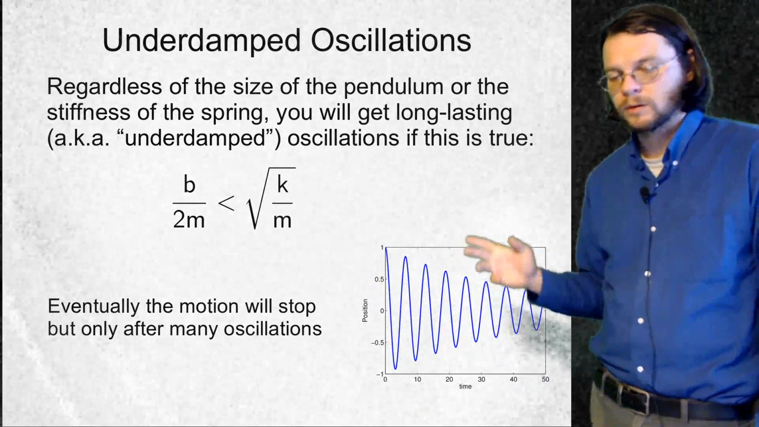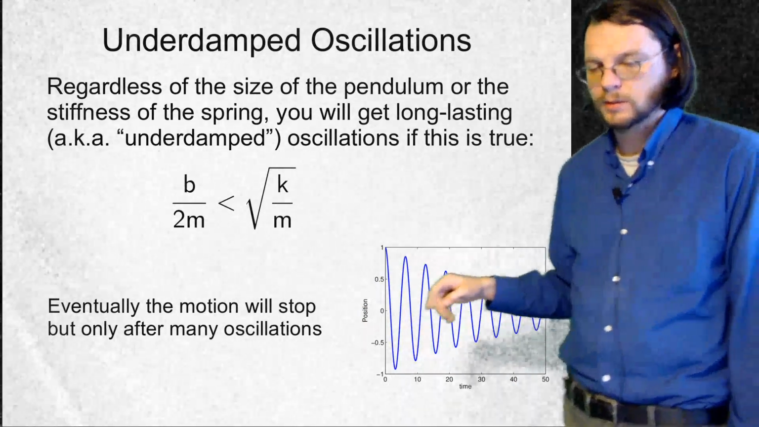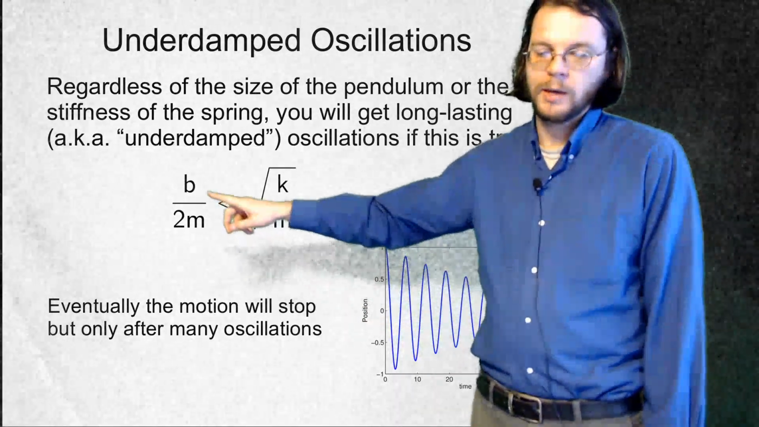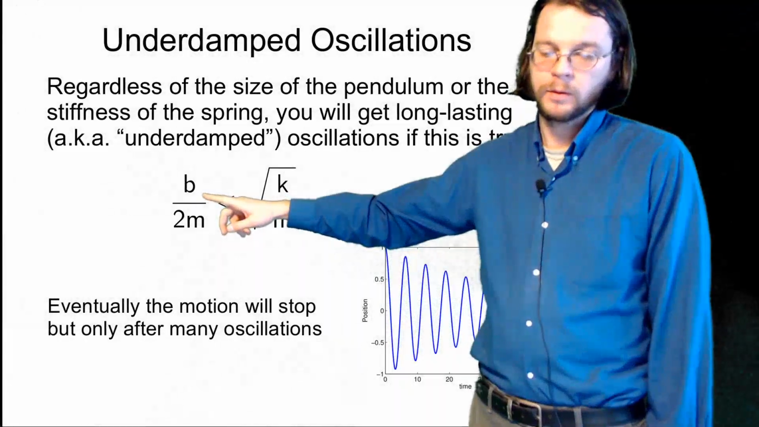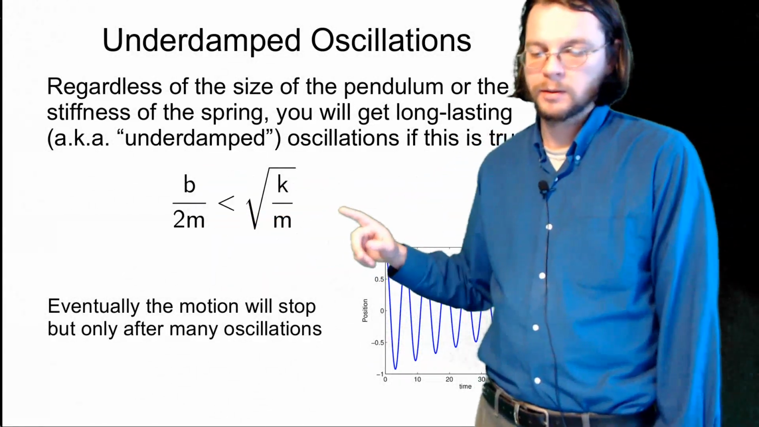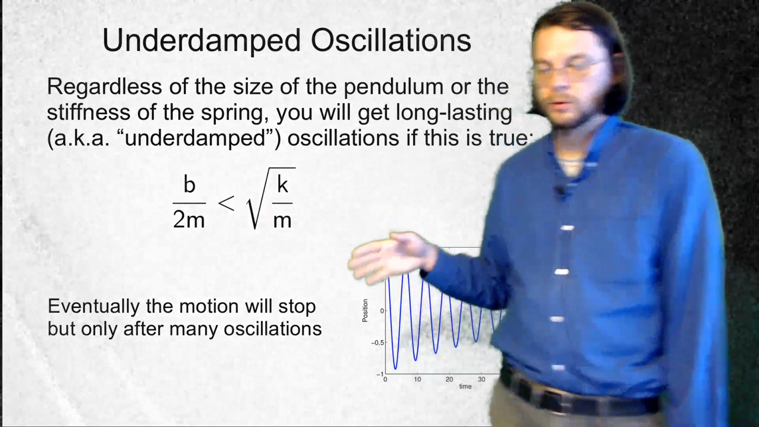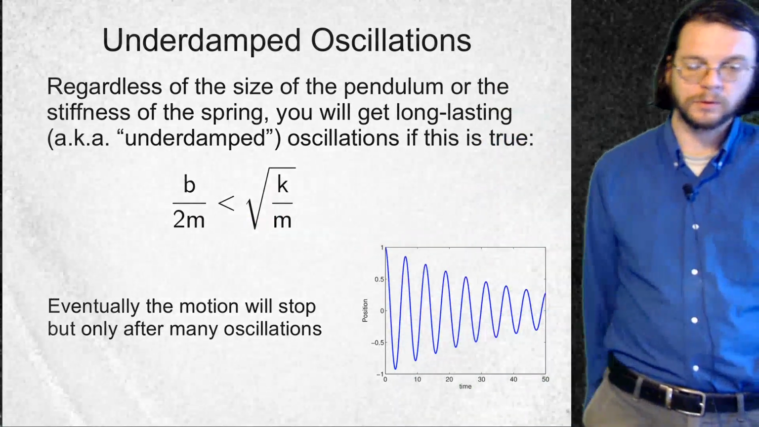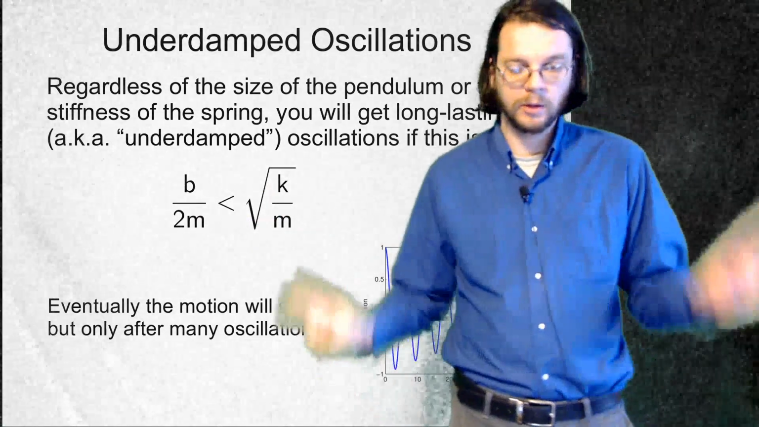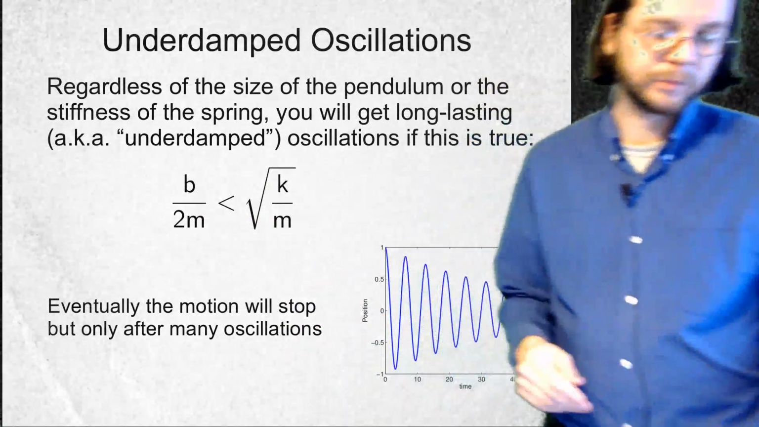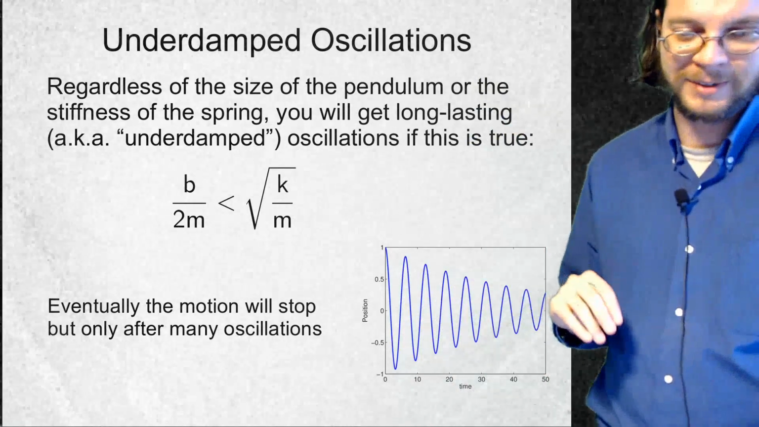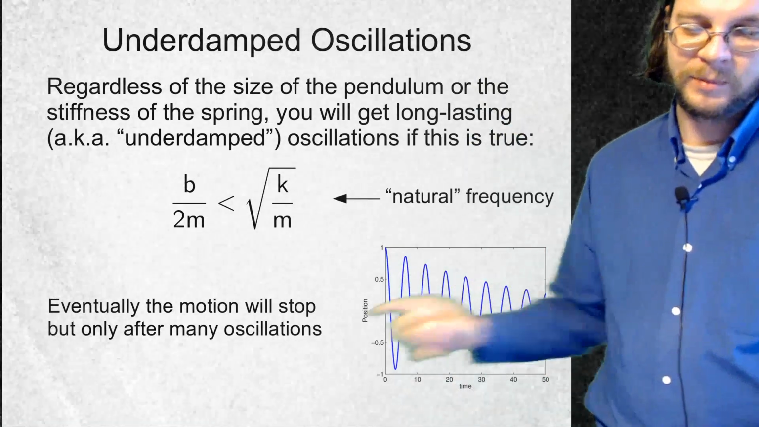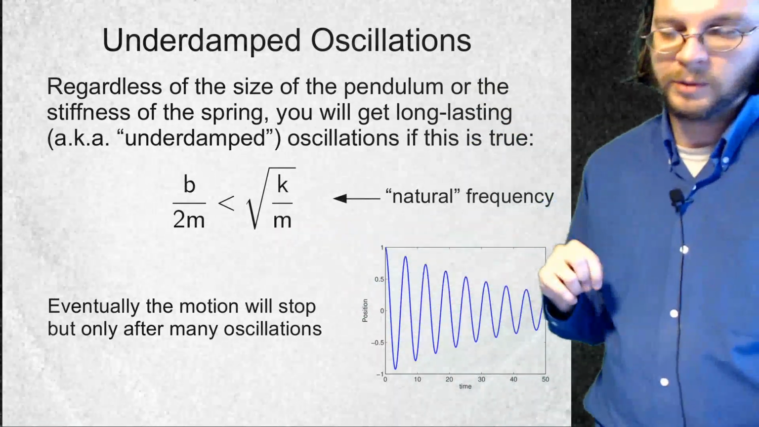Basically, one way to think about this is that if the damping constant little b is small, then this is going to be less than this. And if that's true, then it's going to oscillate many, many times before it comes to a stop. So this is what's called underdamped oscillations. Lots of engineering applications of that. Sometimes we like to call square root of K over M the natural frequency.